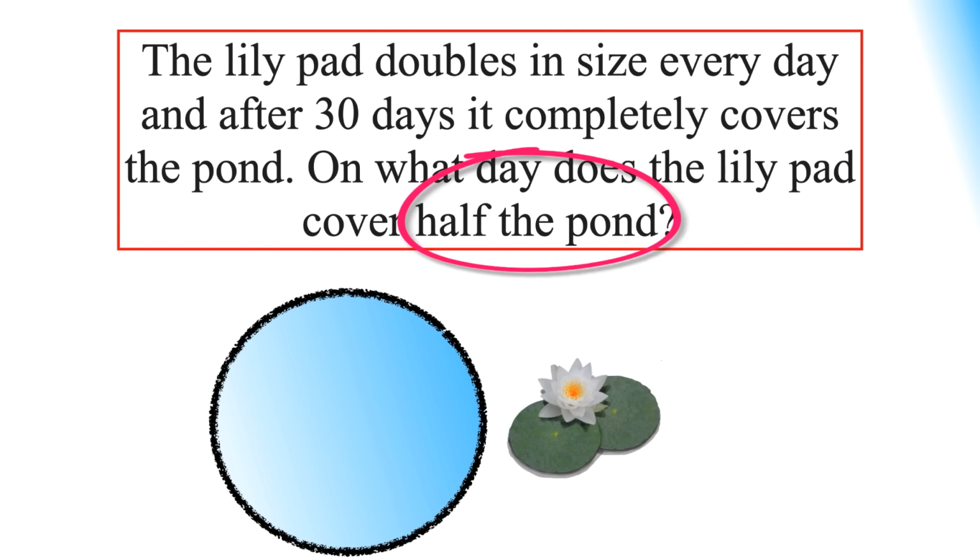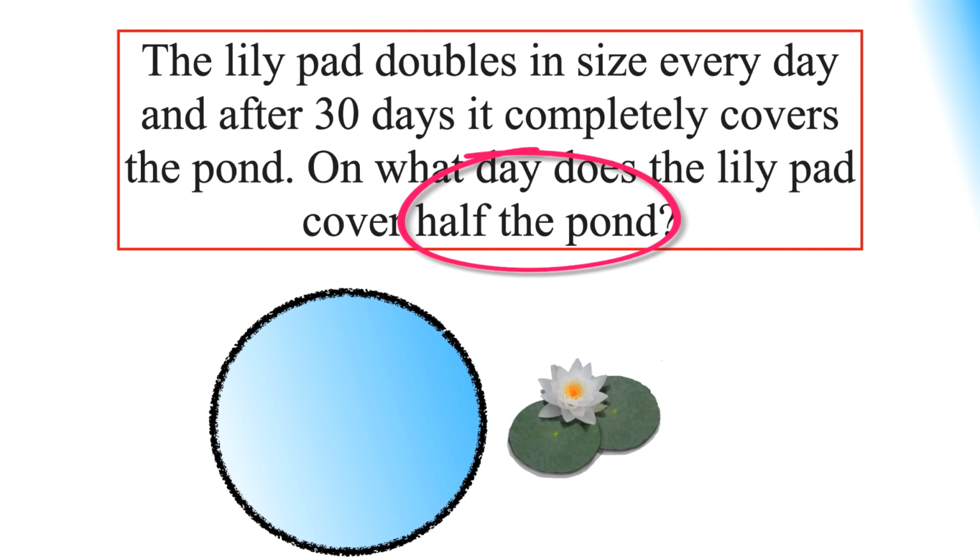Let me read the riddle. The lily pad doubles in size every day, and after 30 days it completely covers the pond. On what day does the lily pad cover half of the pond? Let me explain the solution now.